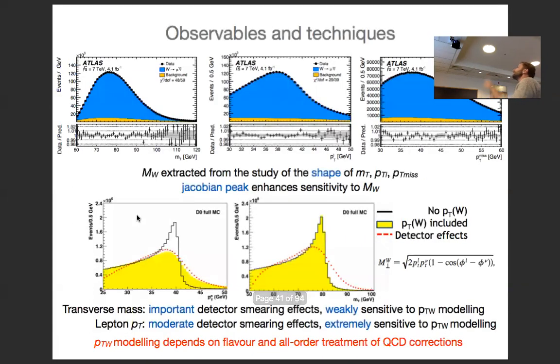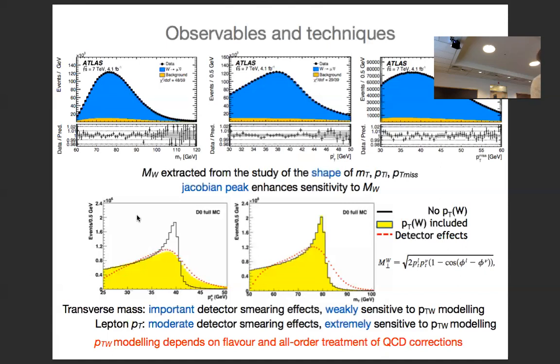Okay, the W mass. These are the observables used for the measurement of the W mass: the transverse mass defined here, the lepton pT, and the missing transverse energy. The MW is extracted from the study of these shapes, and the Jacobian peak, which here is smeared by detector effects, enhances the sensitivity to MW, because in this region, this would be the theoretical prediction without smearing effects from the detector.